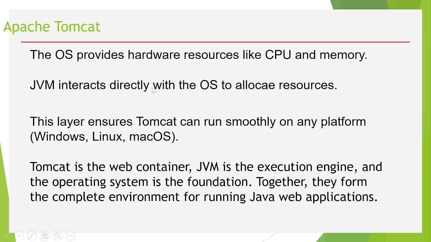The OS provides hardware resources like CPU and memory. The JVM interacts directly with the OS to allocate resources. This layering ensures Tomcat can run smoothly on platforms like Linux, Windows, and Mac. Tomcat is the web container, the JVM is the execution engine, and the operating system is the foundation. Together, they are the complete environment for running Java web applications.